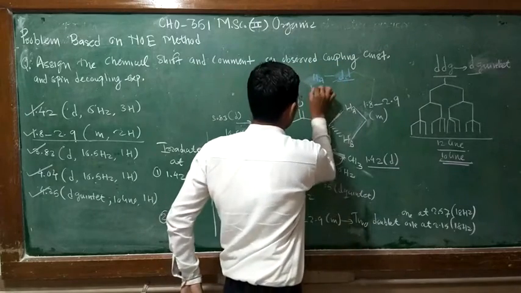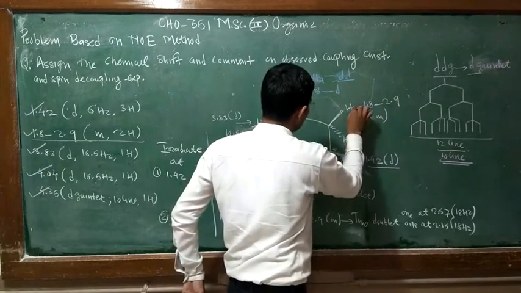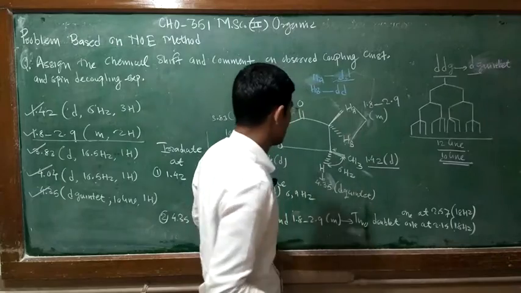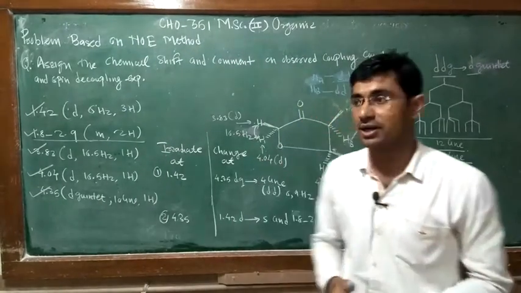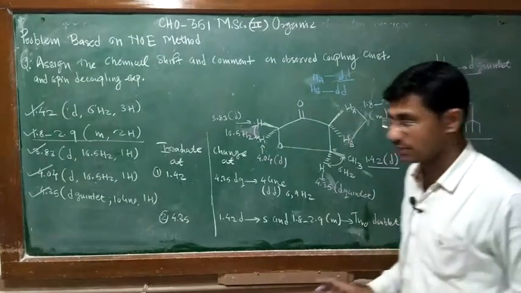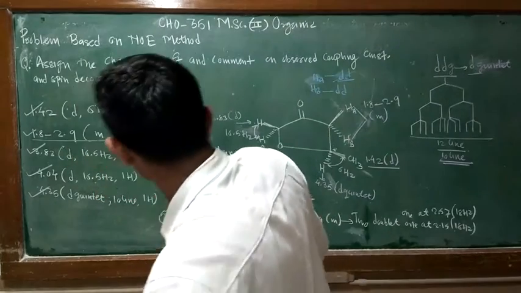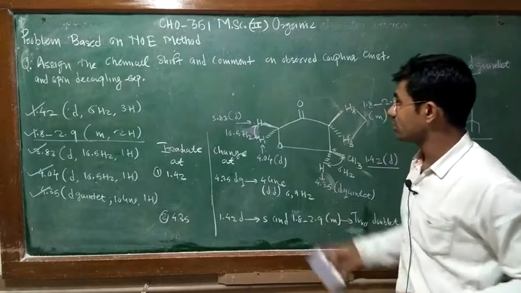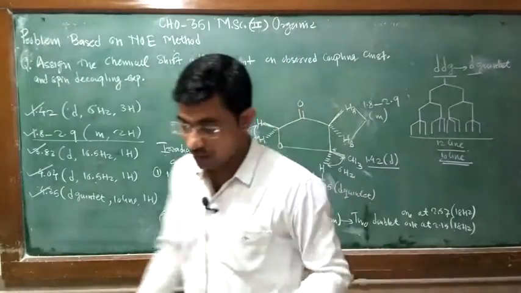In the same way, HB also couples with HA, doublet, and also couples with this, so doublet. Like this. So in this way we observe for these two protons a multiplet at 1.8 to 2.9. In this range we observe the multiplets. In this way we can assign the values for the various kinds of protons present in this structure.